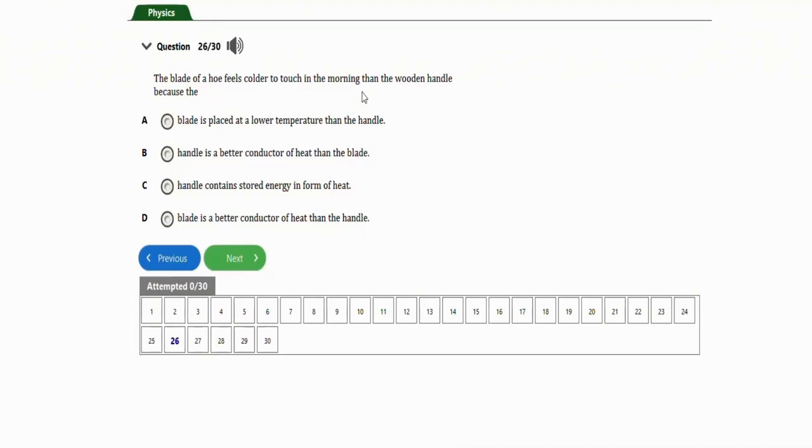Next one says, the blade of a hoe feels colder to touch in the morning than the wooden handle because we have option A, blade is placed at a lower temperature than the handle. Handle is better conductor of heat than the blade. Handle contains stored energy in the form of heat. Blade is a better conductor of heat than the handle. So guys, the correct option to this question is option D, the blade is a better conductor of heat than the handle. Alright, so that's it for this question. Let's go to the next one.